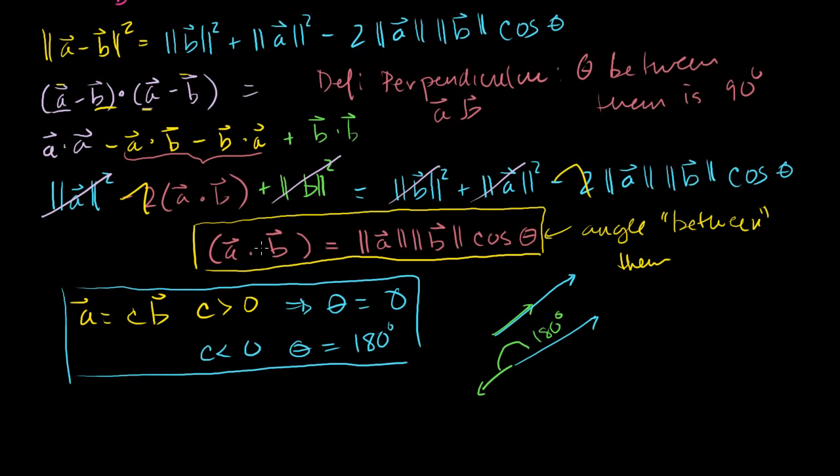Because if you have the 0 vector, then this quantity right here is going to be 0. And then this quantity right here is going to be 0. And there's no clear definition for your angle, right? If this is 0 right here, you get 0 is equal to 0 times cosine of theta. And so if you wanted to solve for theta, you'd get cosine of theta is equal to 0 over 0, which is undefined.